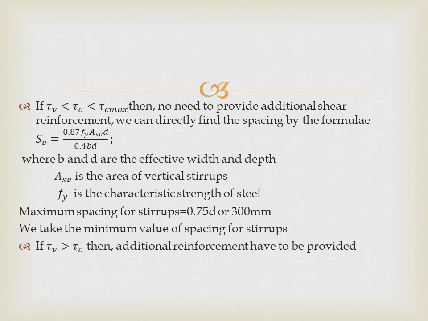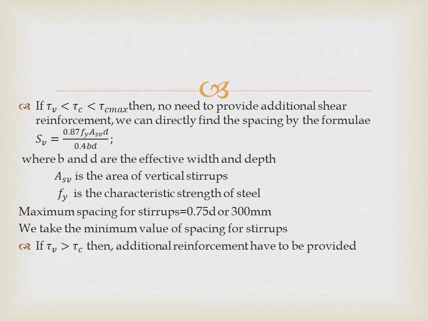Now suppose τV is greater than τC. That means the shear stress imposed is greater than the shear stress of the concrete, and cracks will take place. So to avoid cracks, we provide additional reinforcements. When we provide additional shear reinforcements, we first have to find the ultimate shear force value of the shear reinforcement, that is of the bars that we've used. That is how much it can withstand.